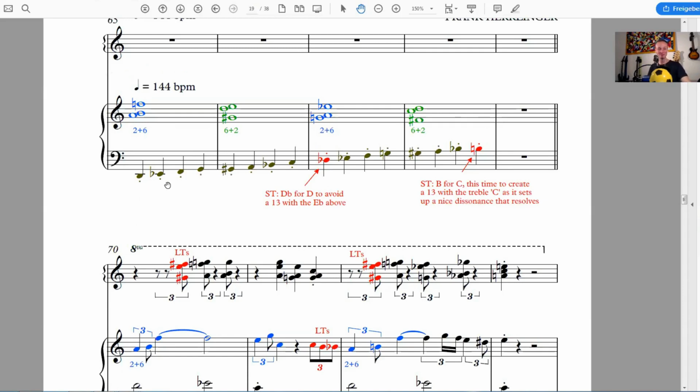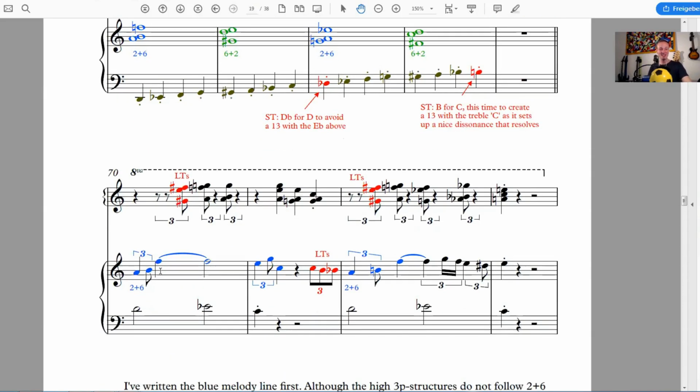So why not? And then this is my little motif, the 2 plus 6, but right now written as a line, as a horizontal structure. And this is just my triad that I'm resolving into from above.